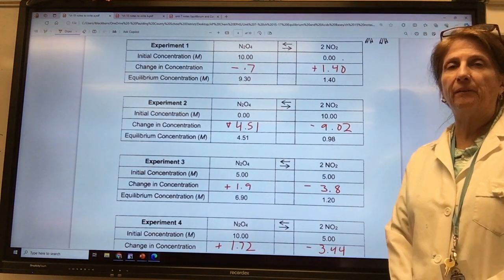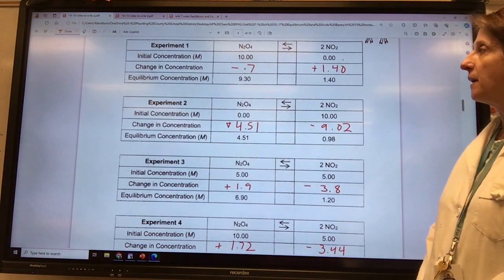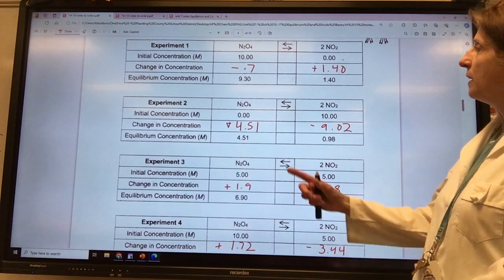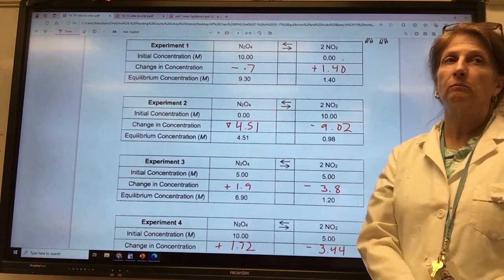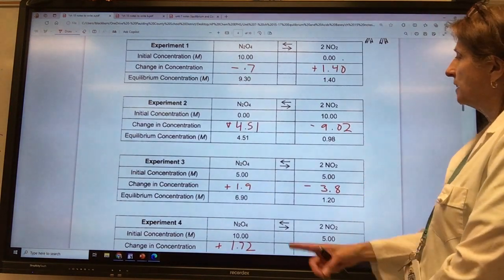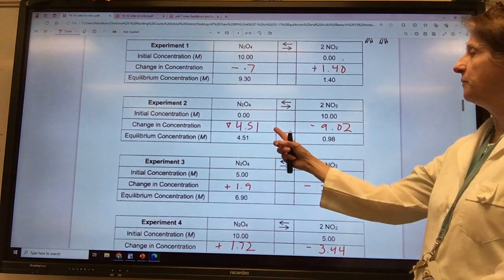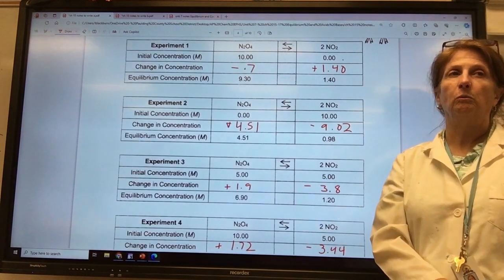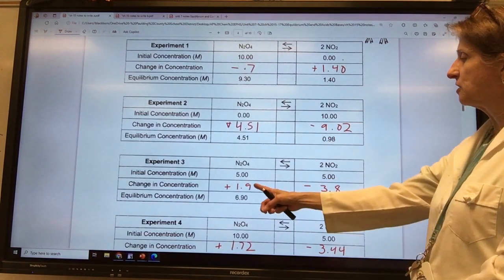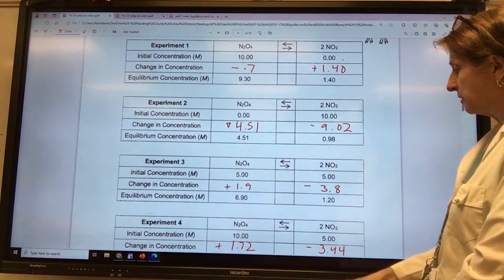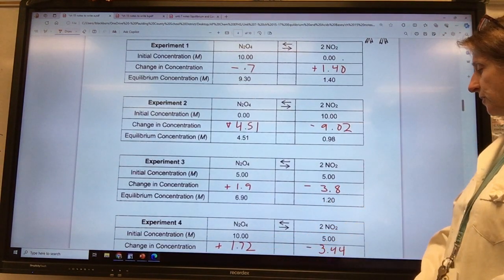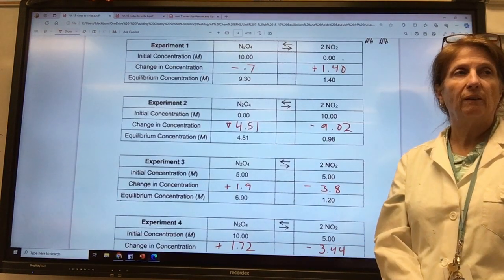Everybody see where I got that from? Okay, now let's look at them. What is the relationship between 0.7 and 1.4? What's the relationship between 4.51 and 9.02? What's the relationship between 1.9 and 3.8? And what's the relationship between 1.72 and 3.44?